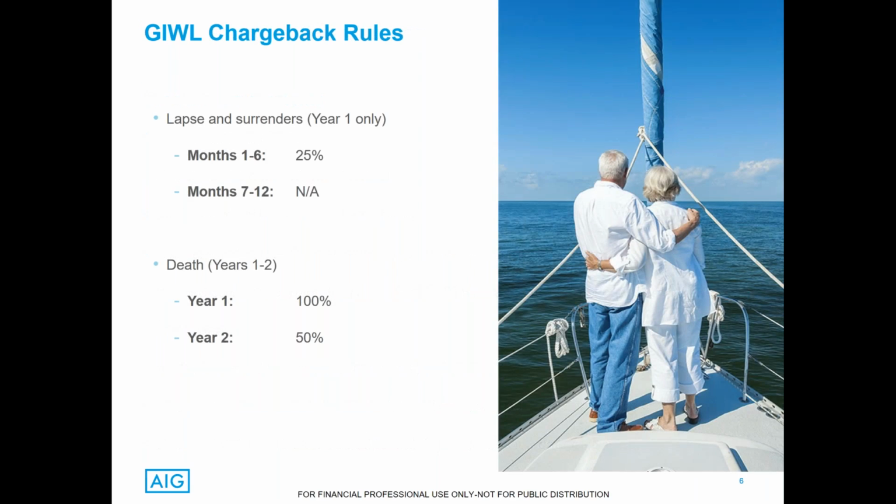A couple of other additional items to be very clear on are our chargeback rules in regards to this product. We do look at things in a different manner from a lapse perspective and a death perspective. If a policy is lapsed or surrendered in the first 6 months, there is a 25% chargeback on any commissions earned to that point. Beyond the 6 months, there's no additional chargeback. In the event of a customer death in year 1, we do charge back 100% of the commissions earned to that point. In year 2, we're going to charge back 50%.